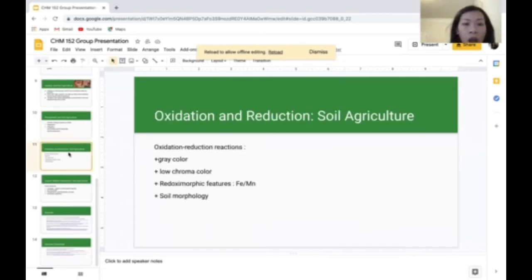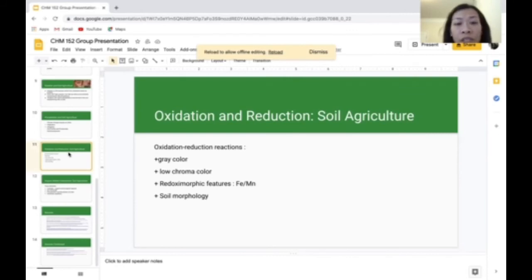Let's talk about the oxidation and reduction in soil agriculture. Healthy soils rely on water, oxygen, air, and a balanced supply of nutrition. Chemical reactions within the soil can alter the physical structure of available nutrition. Oxidation and reduction processes involve the oxygen exchange that takes place between water and inorganic materials. These changes affect available nutrition supply.